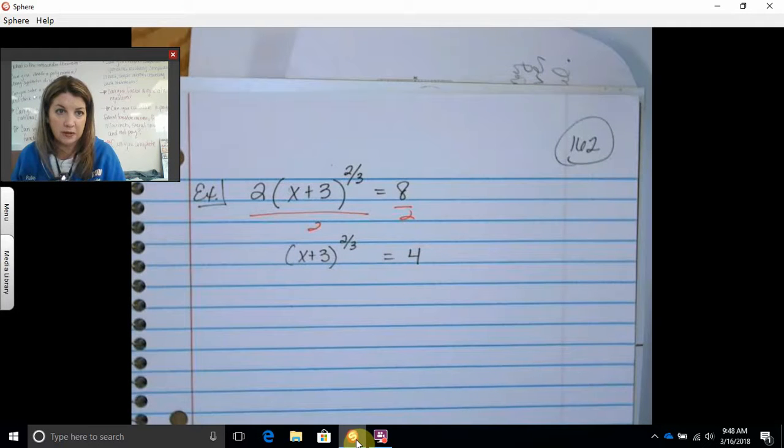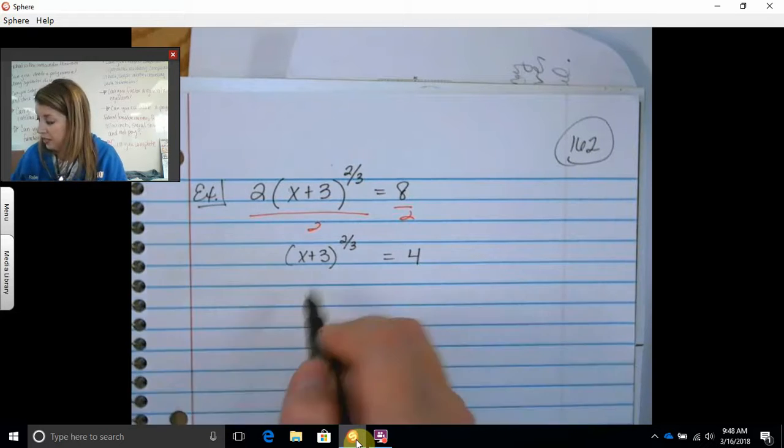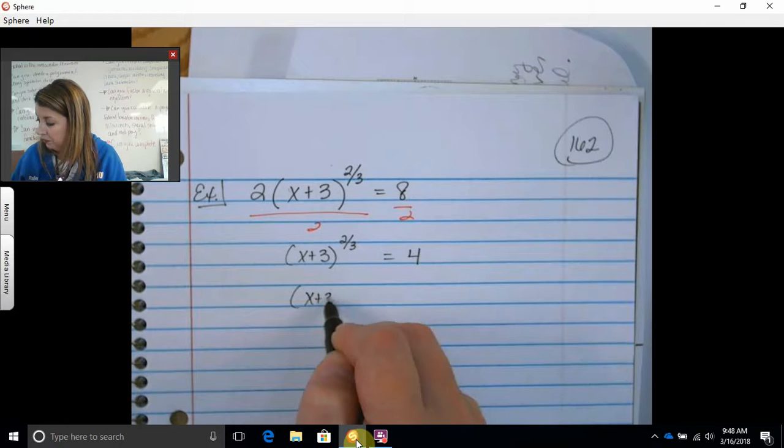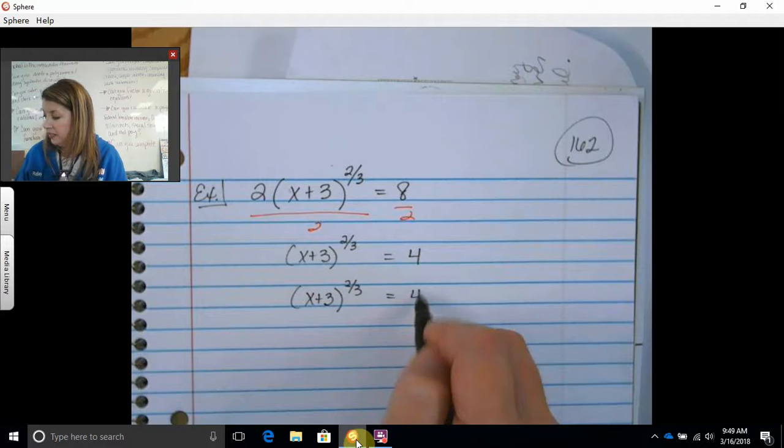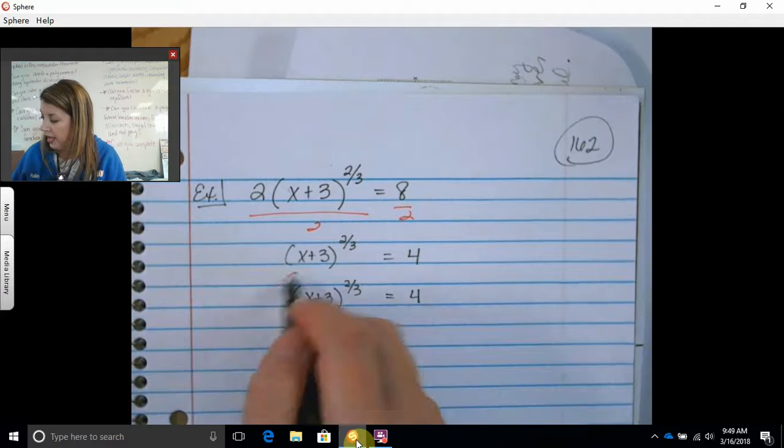Do we want to convert that to a radical? No. Because we're going to take the cube root of x plus 3 quantity squared, and we won't be able to simplify that because we don't have enough factors. So to get rid of the radical, we're going to raise both sides to the what? The reciprocal of 2/3, which is 3/2, right?